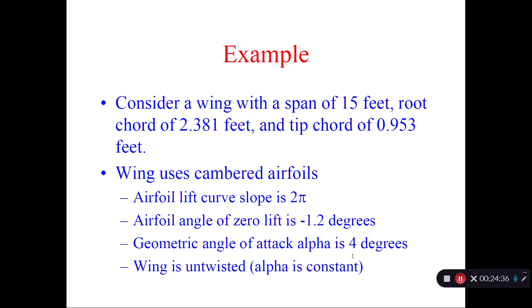In the real world, near the root you will have a high alpha, so the nose of the airfoil is pointed towards the sky. Near the tip it may even have a negative alpha, so the nose of the tip airfoil is rotated downwards. So in between you have a twisted wing, pointing upward to pointing downward. From root to tip, you have a continuously twisted wing. But we are going to make it simple. We are going to assume the wing is untwisted. This is our A naught. A naught is 2 pi.